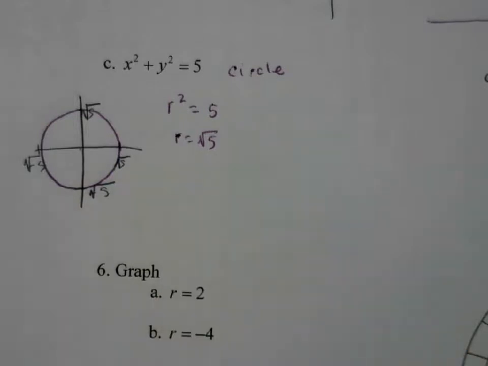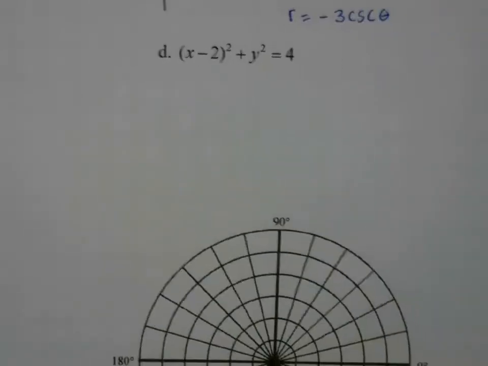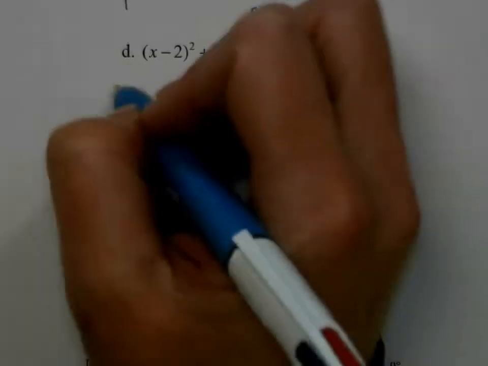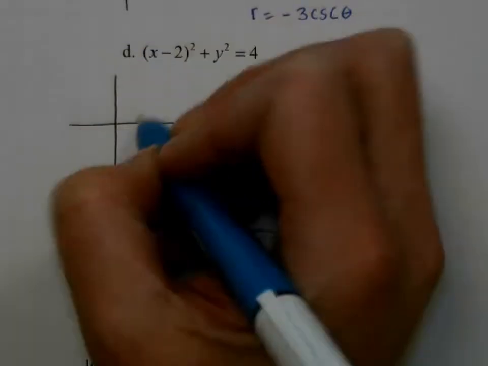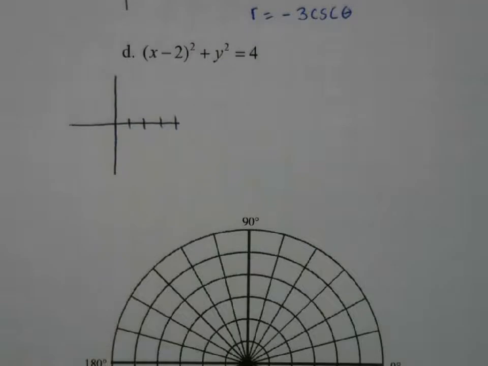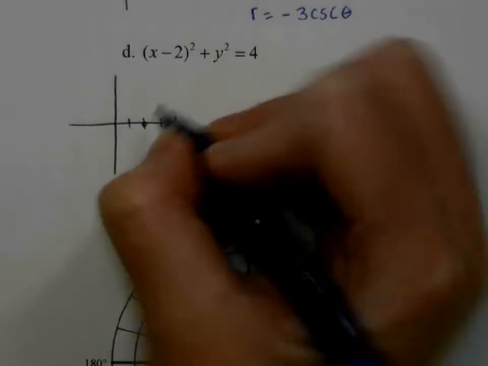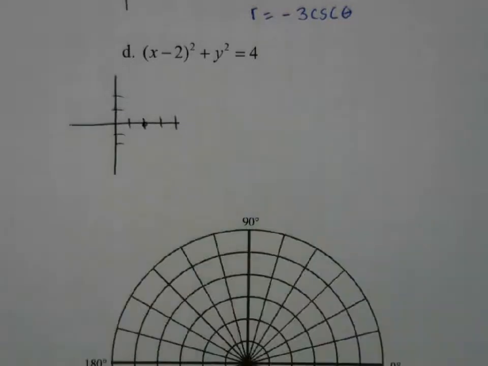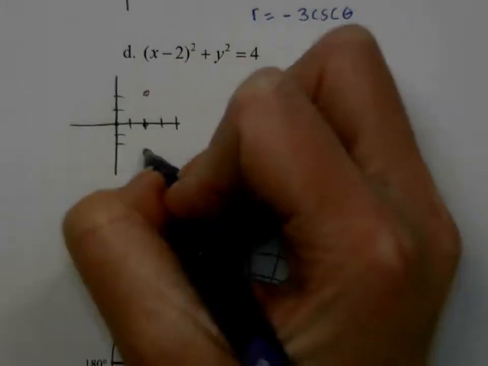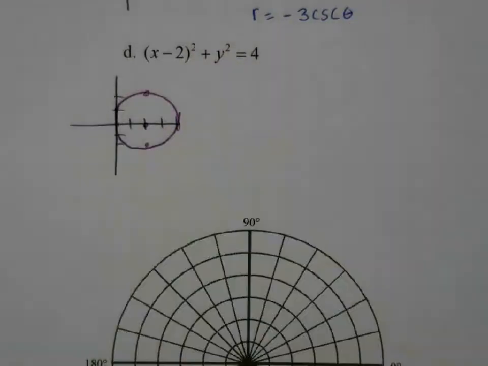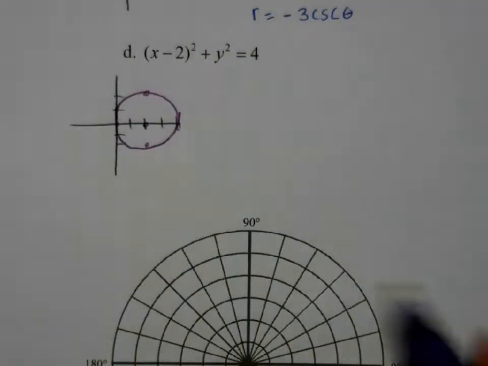Okay, this one is also a circle. Its center is at 2, 0, and it has a radius of 2. So we're here, and then I'm going to go 2 in every direction, like that. Okay. So we said circle.